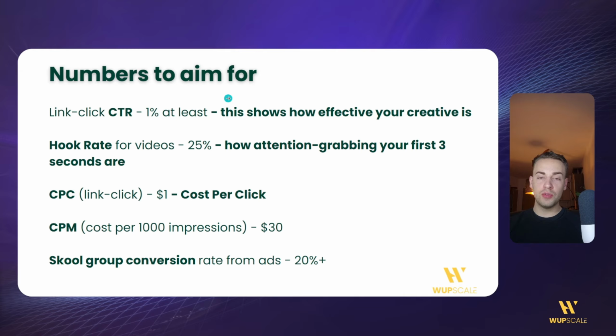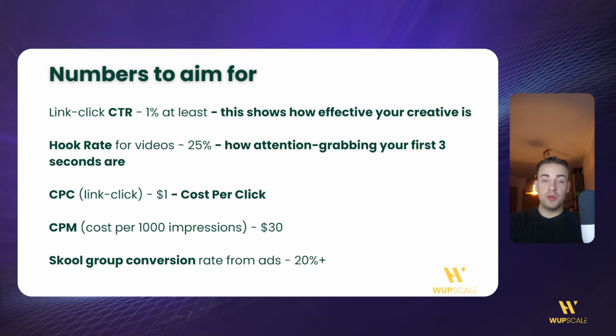So if you have a good video or a good static image, your click-through rate is going to be higher. We aim to be at least around 1%, and this is the ratio of your impressions and the percentage that actually clicked on your landing page. So we need to track it to see how effective the ads are.